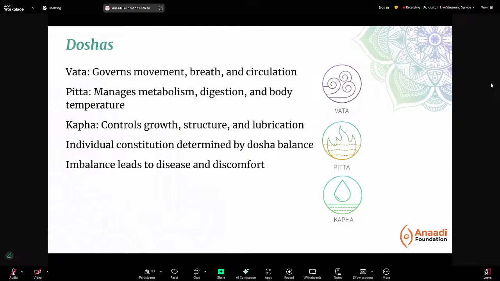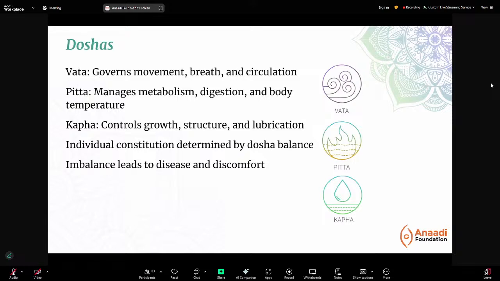Whether it is our human body, or a rock, or an elephant's body, or an ant's body, or a tree, everything is a combination of the Panchabhuta in some proportion or the other. When we look at Vata dosha, it governs movement, breath, and circulation. For example, I'm able to move my hands and speak and hold the breath, and blood is circulating through my system.